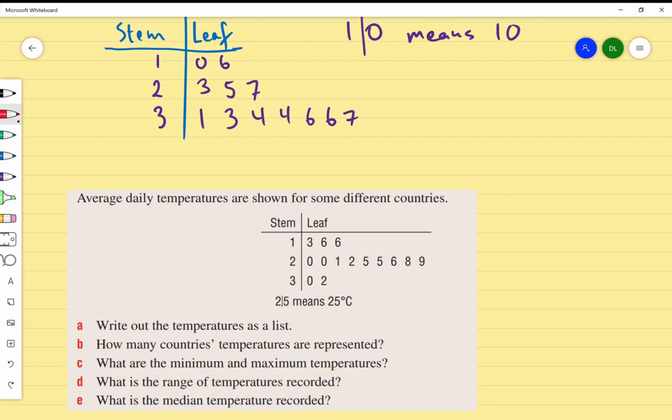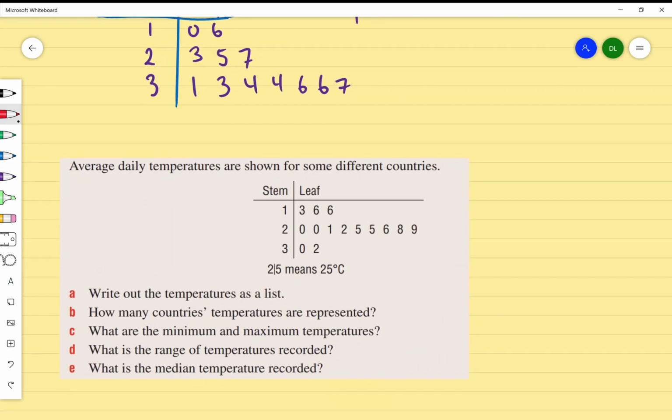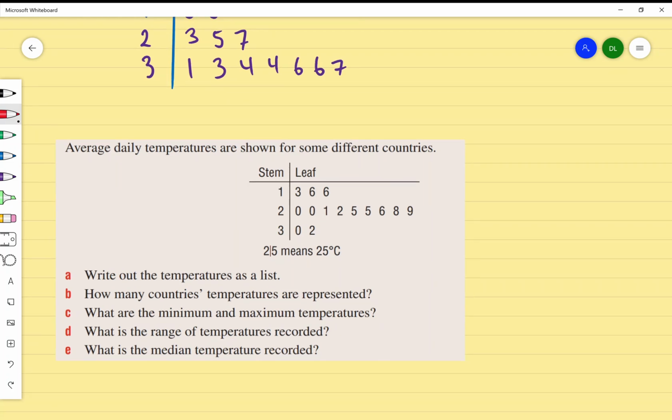So now that we've learned how to actually draw stem and leaf plots, we also need to make sure we know how to read them. Now over here, it says that average daily temperatures are shown for some of the countries. And we've got the stem and leaf plot. We've got the stem on the left-hand side with 1, 2, 3, and leaf on the right-hand side showing them in increasing order. We've also got a key which shows that 2 line 5 means 25 degrees. So we have to keep that in mind as we move on.